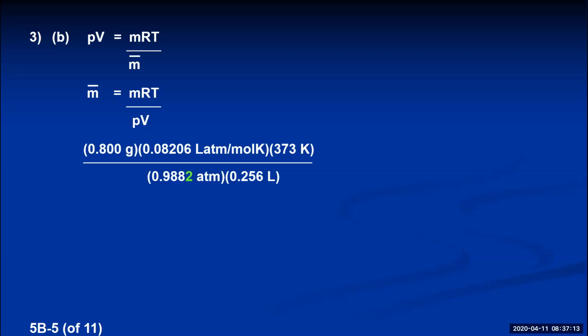So the mass of the gas was 0.800 grams. The universal gas constant's given. The temperature was 373 Kelvin. The pressure had to be switched to atmospheres, so that turned out to be 0.9882 atmospheres. And the volume switched to liters was 0.256. And all the units cancel out except for grams per mole. And so this allowed us to calculate the molar mass of the gas, which should have been 96.8 grams per mole. This is a typical technique for using the alternate form of the ideal gas law equation to calculate the molar mass of a substance.